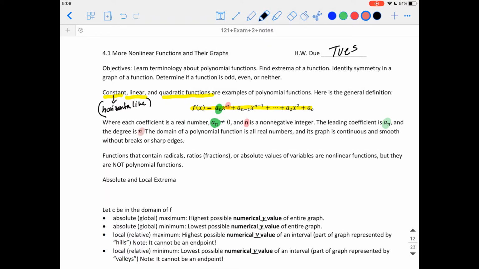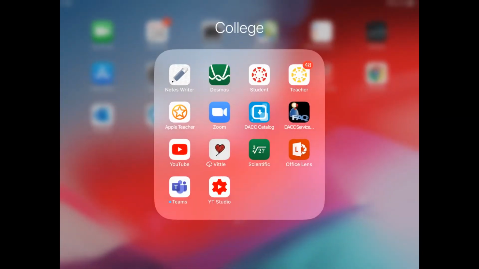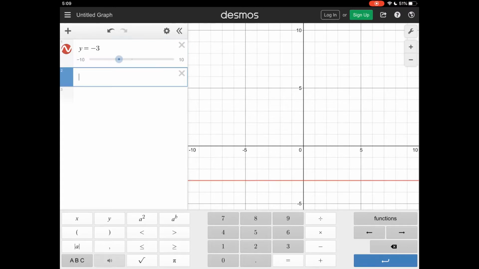The domain for a polynomial function is all real numbers. The graph is continuous and smooth without breaks or sharp edges for any polynomial function. So if I were to take out my graph here, let me show you. If I were to do y is equal to -3, yep, it's smooth, no sharp turns or edges.